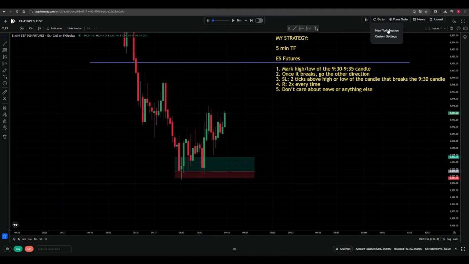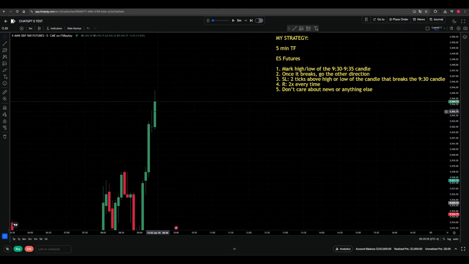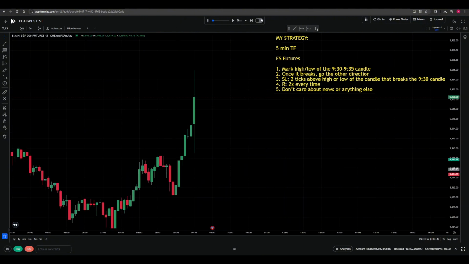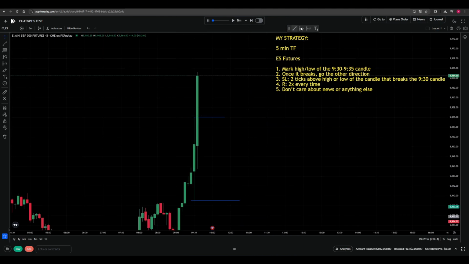Let's go to the next day and see what happens here. So 5-minute time frame. We go to the next candle. This is the 9:30 candle. We mark the high and the low of this candle. The high here, the low here. Let's see where it breaks out. It broke out to the upside.